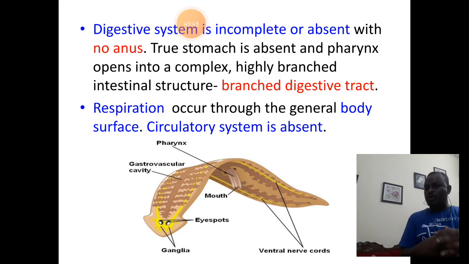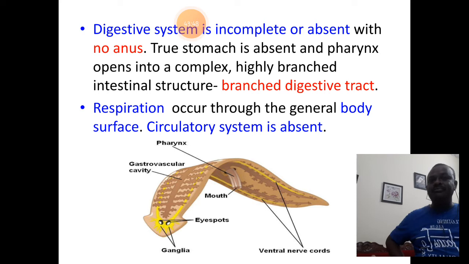This kind of arrangement of digestive system, you'll find in planaria. Whereas in the case of tapeworm, another example of flatworm, the digestive system is totally absent. No alimentary canal. Are we able to understand? So the digestive system is totally absent in the organisms of Taenia, that is tapeworm. But in the case of planaria, it is called incomplete digestive system. Stomach is absent in all the organisms.